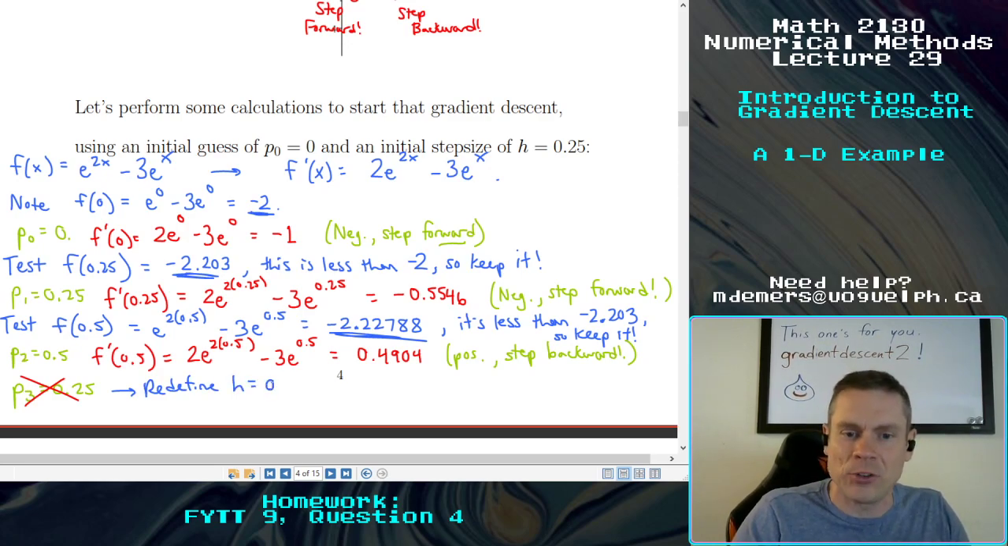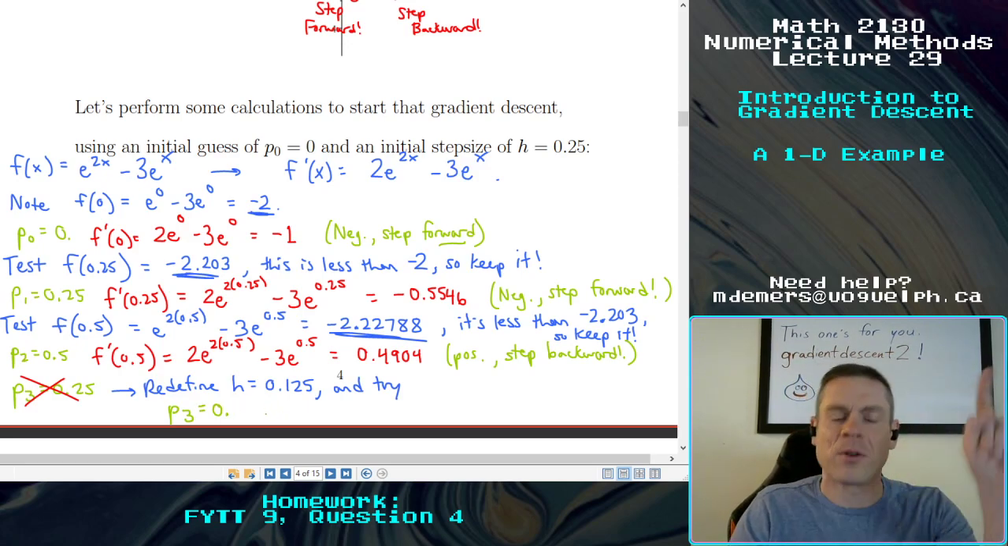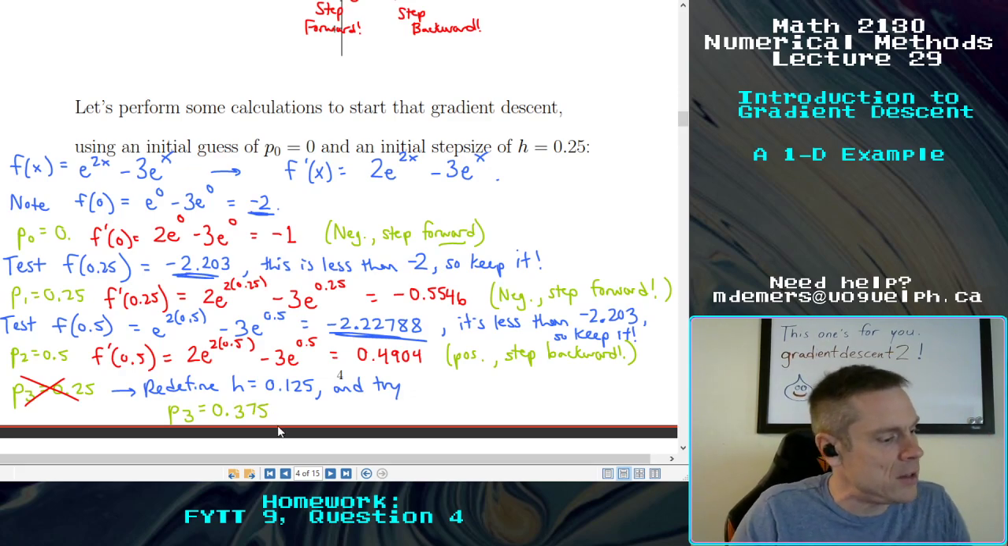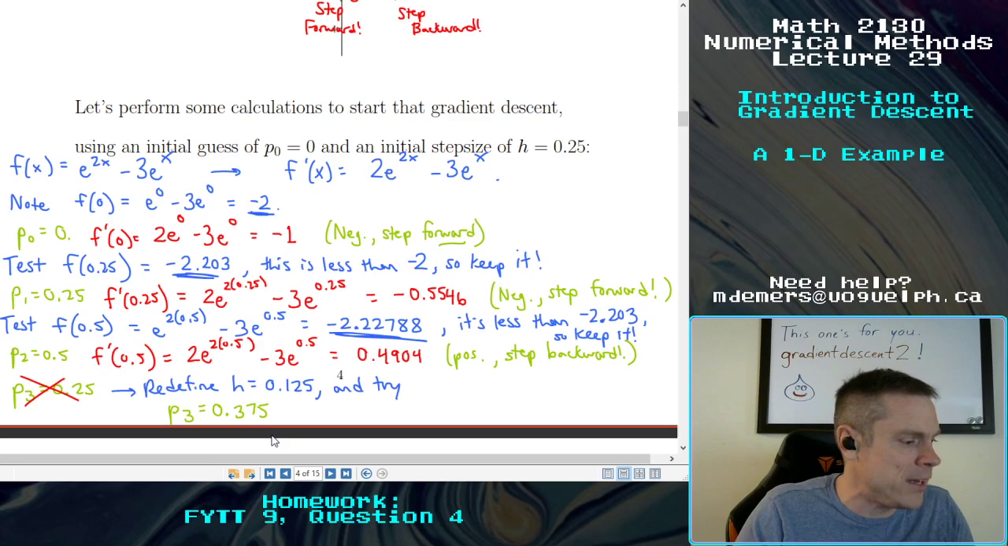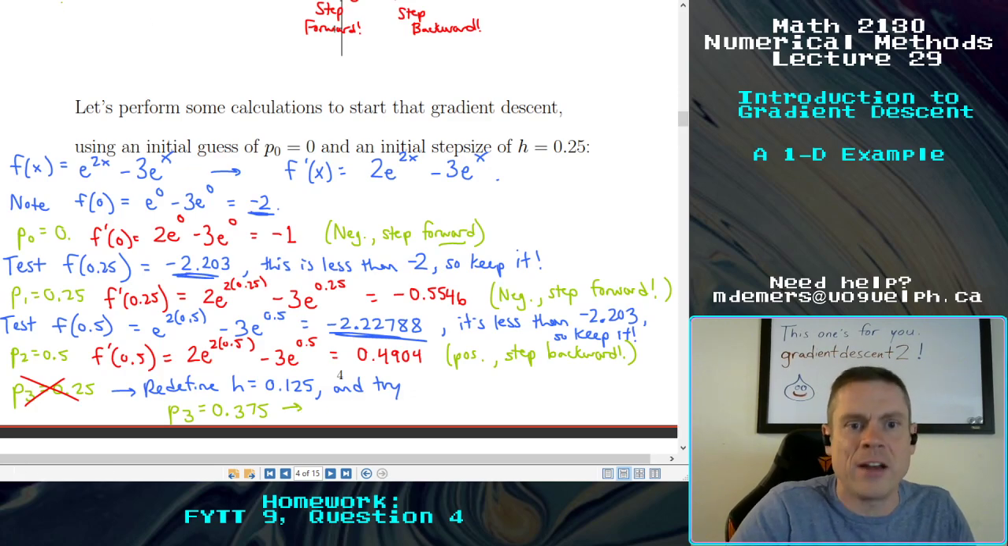Redefine h to be equal to 0.125 perhaps. And try P3 equals 0.1. I'm stepping backward from 0.5, so it's going to be 0.375 that I try next. And if I do 0.375, then I'm just going to do this one more time because I'm almost out of paper here.